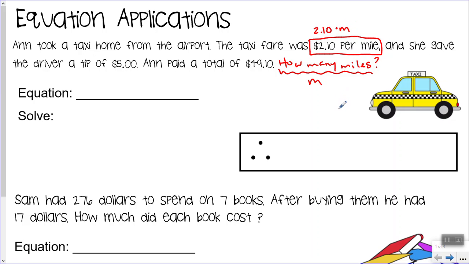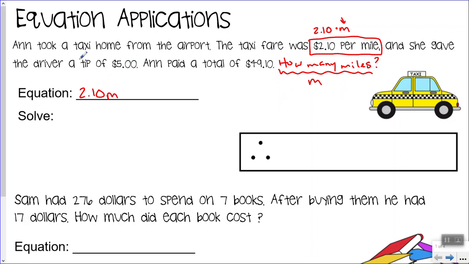So like if she drove 1 mile, it would be $2.10. 2 miles would be 2 times that, $4.20. 3 miles would be 3 times this, $6.30. So we're going to take the number of miles, m, and multiply it by the $2.10. So I'm going to put that in my equation here.